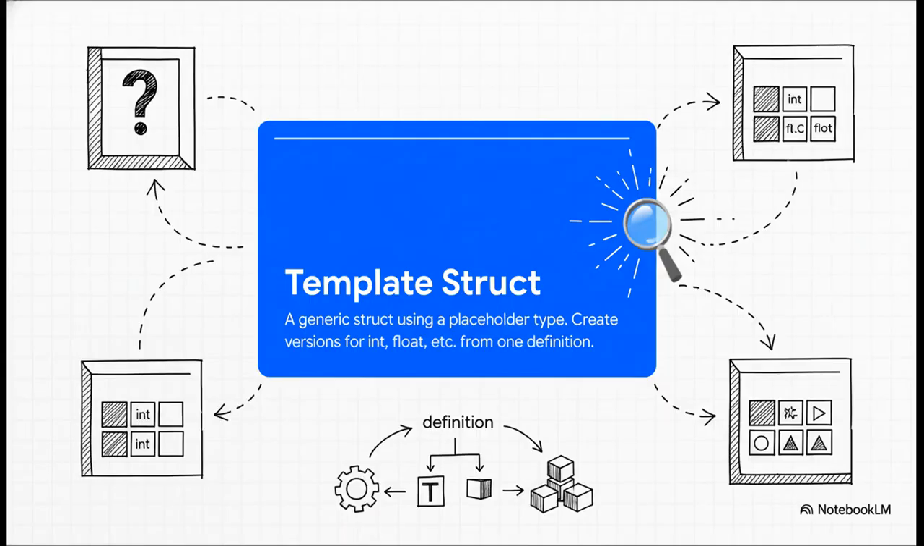And for ultimate flexibility, C++ gives us something called template structs. Think of it like a master blueprint. You can define a generic struct, like a pair of items, using a placeholder for the type instead of something specific like int. Then, later on, when you actually create an object from it, you can specify if that pair should hold integers, or floats, or even other structs. It's an incredibly powerful way to write reusable code.